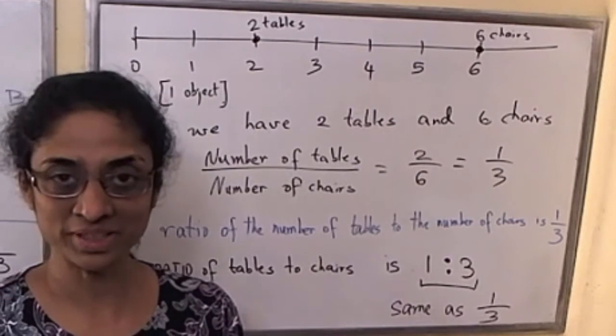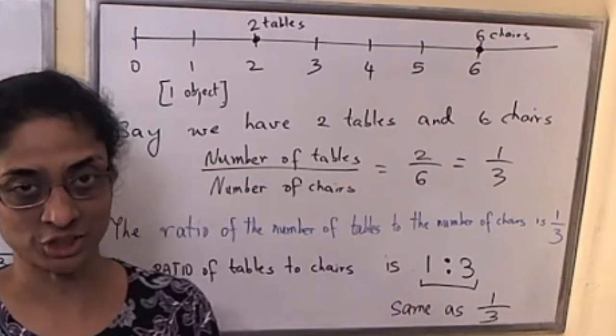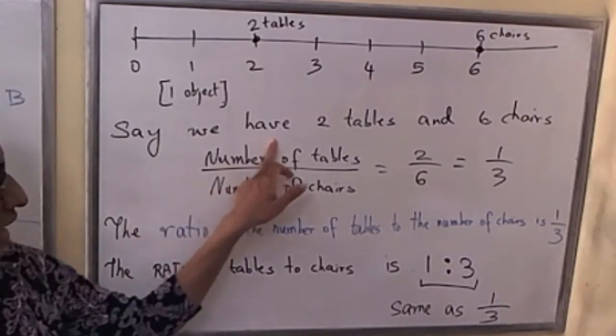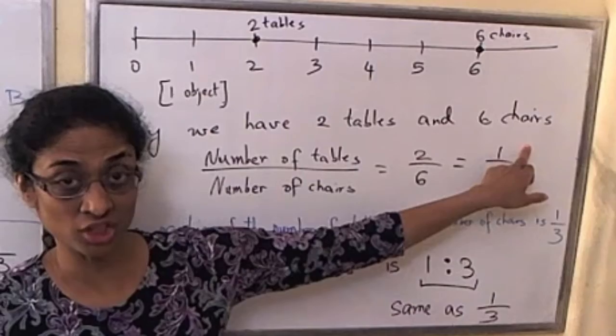Hi, let's begin our discussion on the topic of ratios. Let's look at a very common scenario. Say we have 2 tables and 6 chairs.